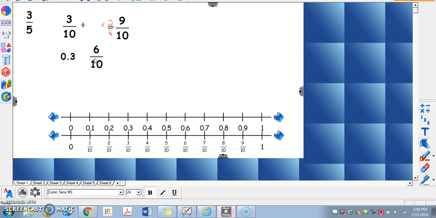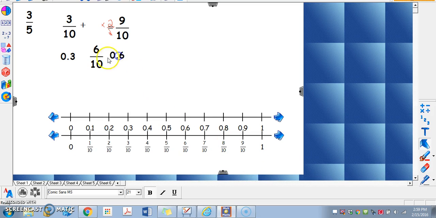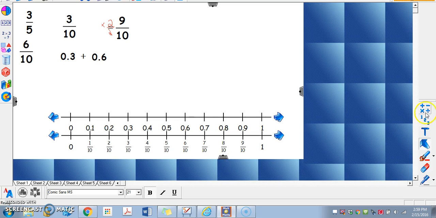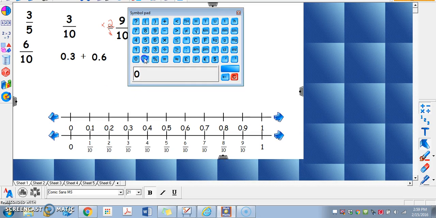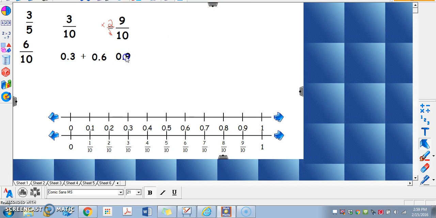Now students need to go back again to their fourth grade knowledge and say, okay, if I look at 6/10 on a number line, what decimal is that equivalent to? Well, that's equivalent to 0.6, or 0 and 6/10. And now my problem is 0.3 plus 0.6. And then if they're using the strategy of lining their digits up, then they have their sum of 0.9. Okay.